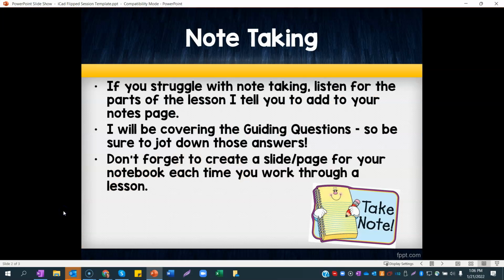As we get started today, remember you do need to update your science notebook slide. So if you struggle with note taking, listen for the parts of the lesson that I tell you to add to your notes. I will be covering the guiding questions, so be sure to jot down those answers as well. And don't forget, you need to create a slide or update your science notebook page for each lesson that you work on in science.